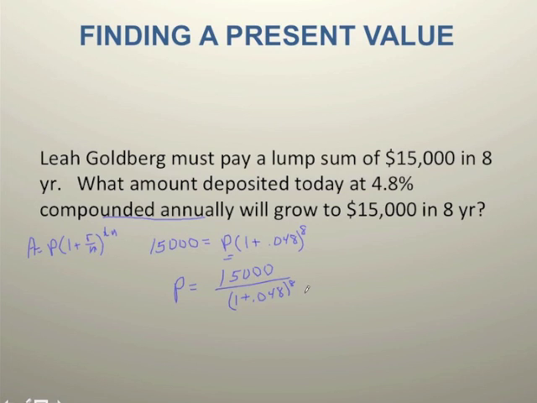I would grab my calculator again and round my answer to the nearest cent. Do make sure when you use the calculator you have 15,000 divided by this quantity, 1 plus 0.048, raised to the 8th. I would put that in parentheses before I put it in my calculator. And I'll find out that to get that $15,000, I need to have deposited $10,308.63.